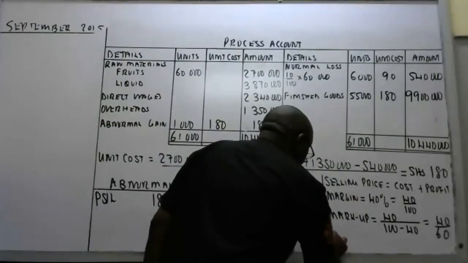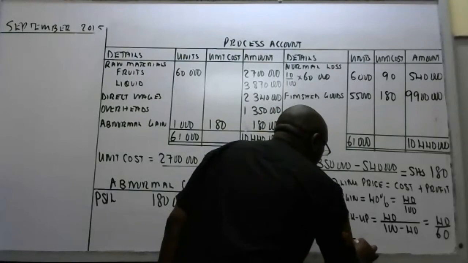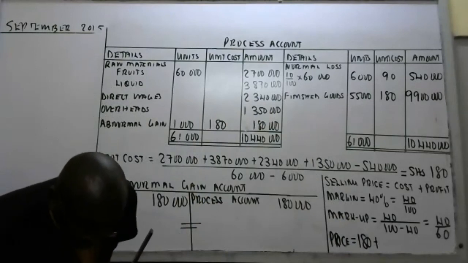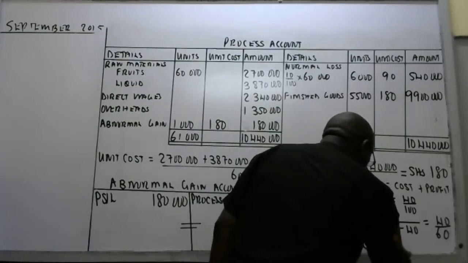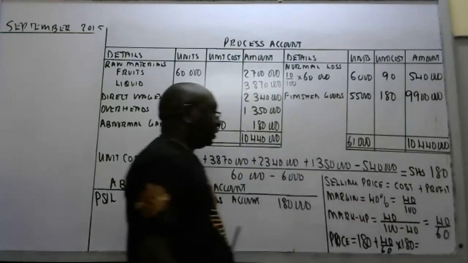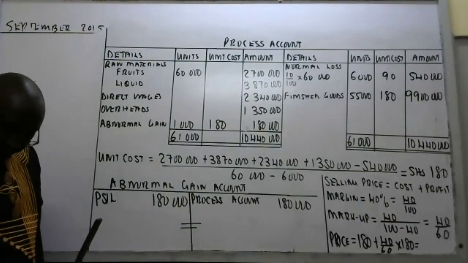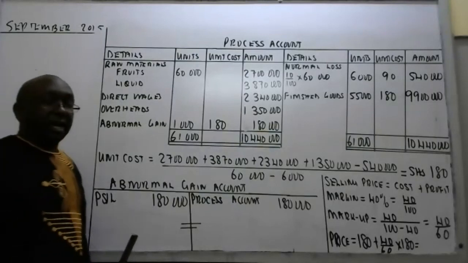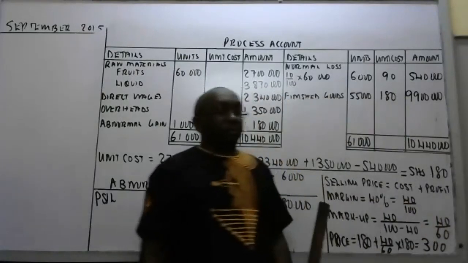And therefore the price should be equal to 180 plus, 180 is the cost, plus 40 out of 60 times 180. Getting 300. So the selling price is 300.